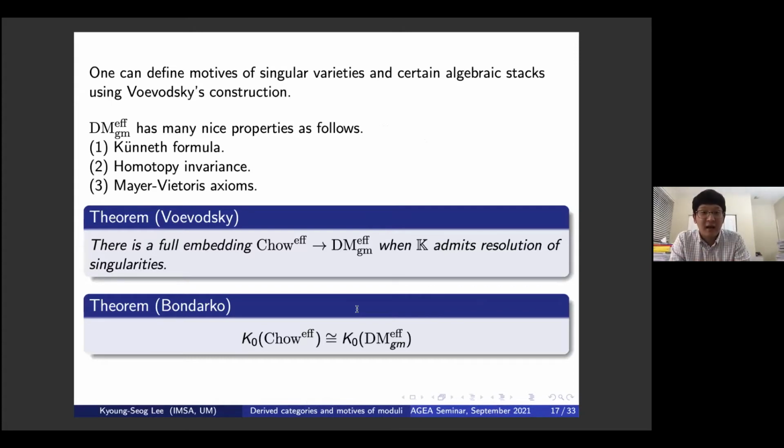So anyway, this category of motives has very nice properties like the finiteness formula, homotopy invariance, and the Mayer-Vietoris sequence. Voevodsky also proved that the effective Chow motives embed into this triangulated category of geometric motives. Okay, I discussed these three categories of motives in order to discuss the motive of this moduli space.